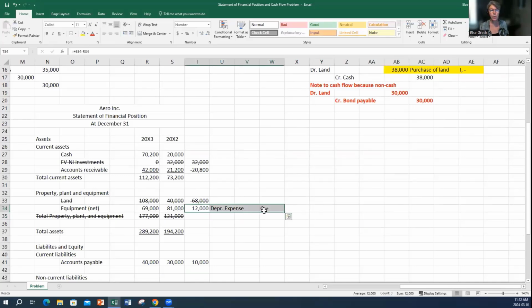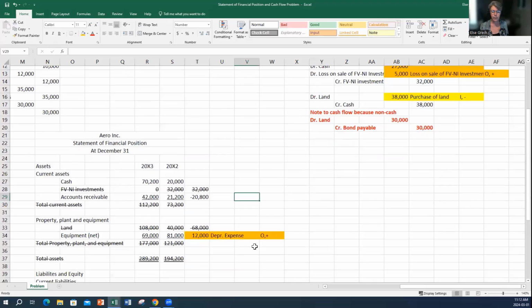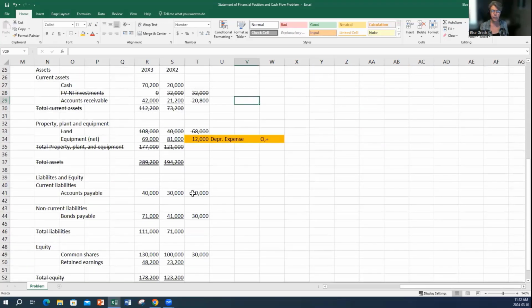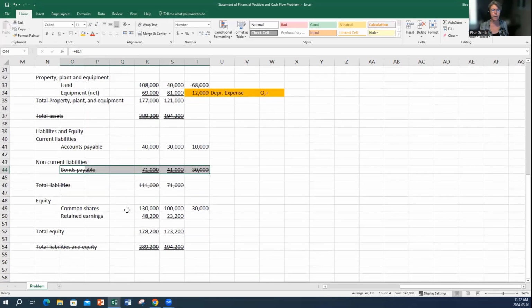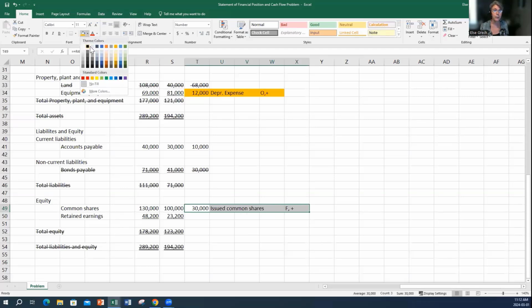And it's operating, so again, operating is all orange, so I'm going to highlight this in orange. There we go. I keep going down. Accounts payable is fine. Bonds, we know bonds were changed. Again, non-cash items, so I'm going to eliminate it. I don't want to have this on my cash flow statement. And then the common shares, this is from issued common shares. This is, of course, a financing activity, and it resulted in an inflow. So it's financing plus, and so we're going to do a green highlight for the financing.